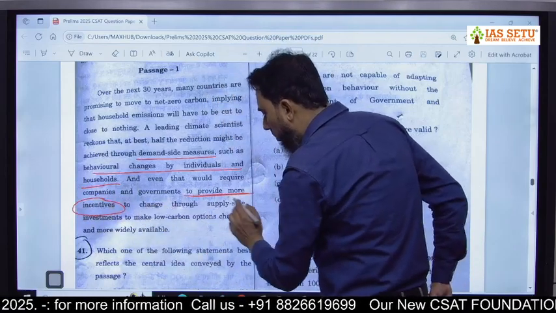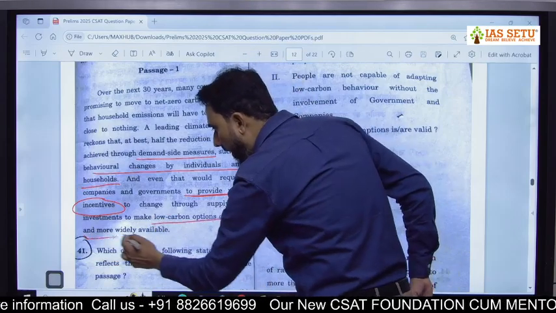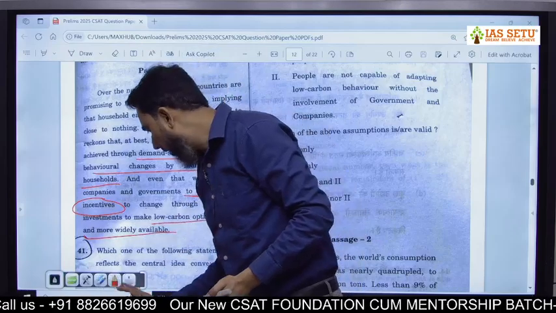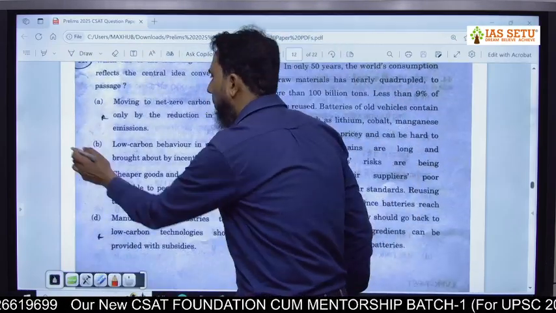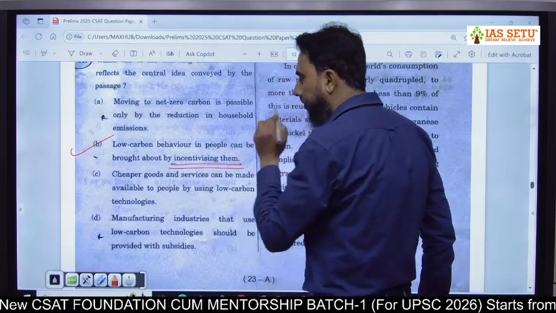To change through supply side investments to make low carbon options cheaper and more widely available, so the people can adopt them or can go for them. So question number 41, there is no doubt about option B. Low carbon behavior in people can be brought about by incentivizing them.